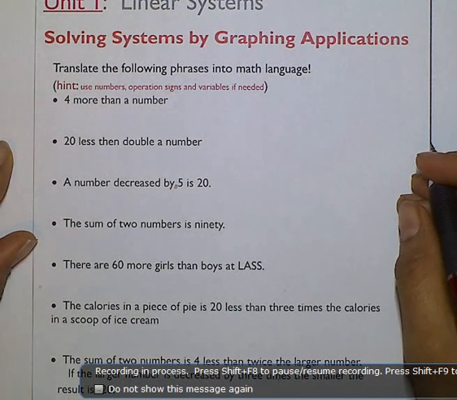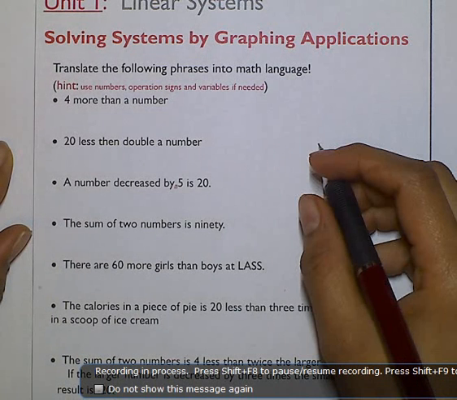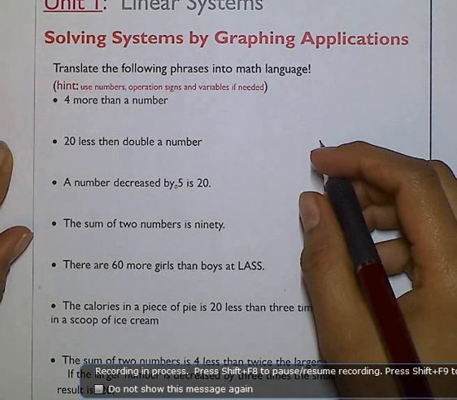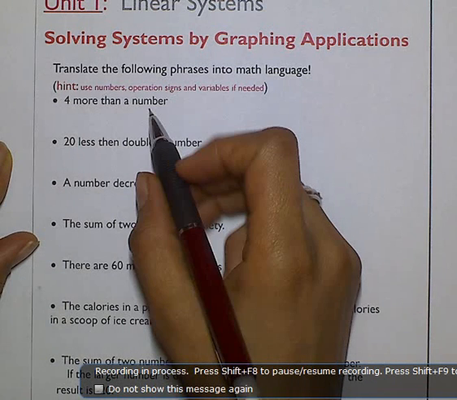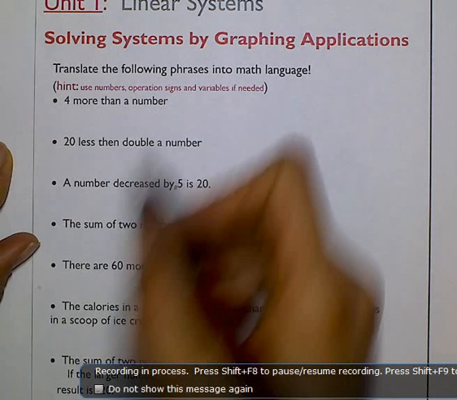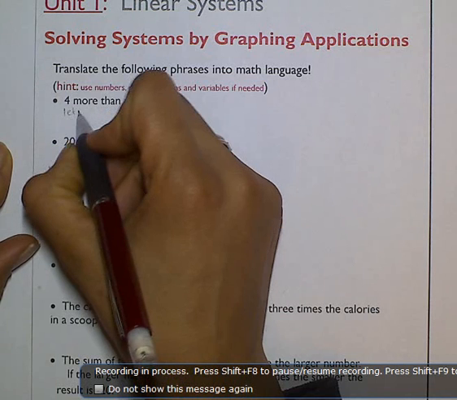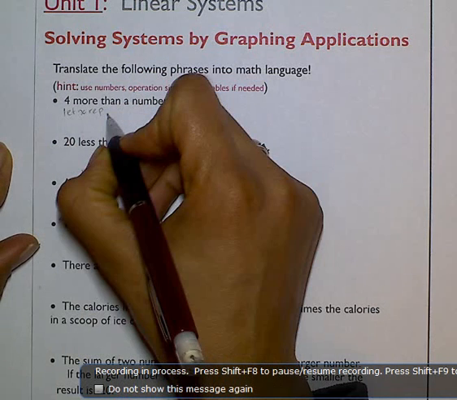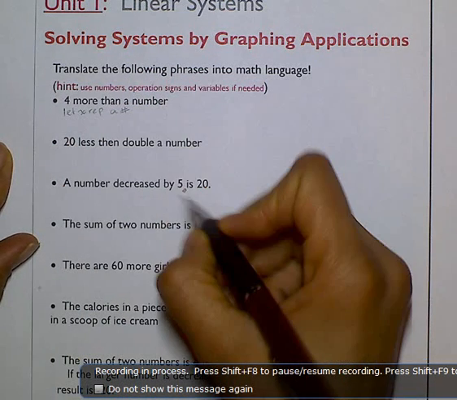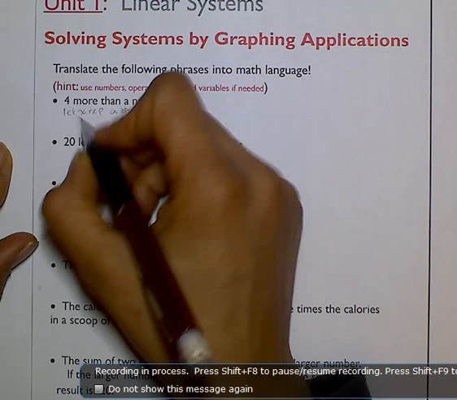So the first one we have here is 4 more than a number. So we're going to have to introduce a number, and we're going to do that with the let statement. So we're going to say let x represent a number, and 4 more than a number would be just 4 plus x.